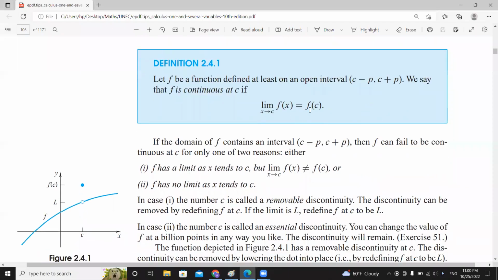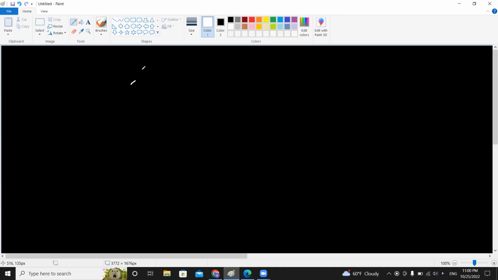So let's look at this equation. In this equality, the limit as x tends to c of f(x) equals f(c), we said that this is the mandatory, compulsory condition for c to be a point of continuity. And now let's consider in which cases this equality can be violated. So when can this equality be not true?